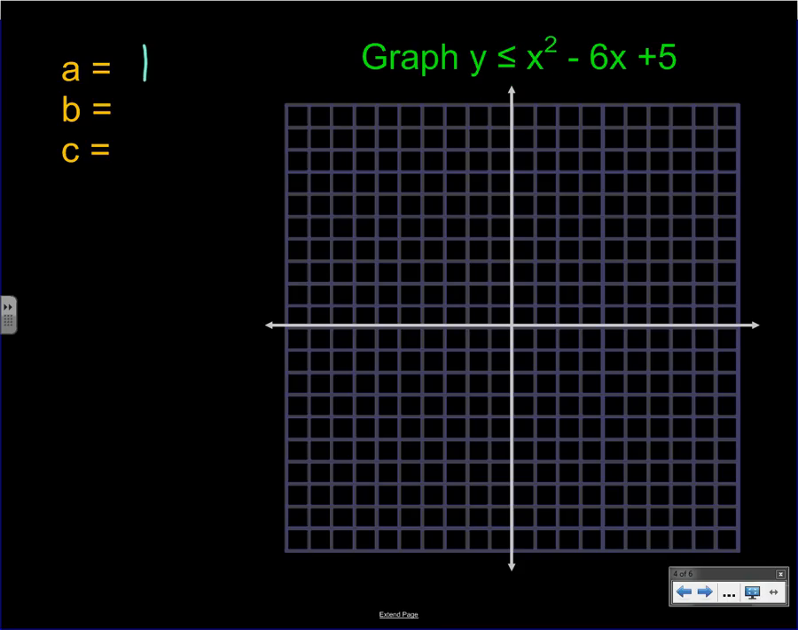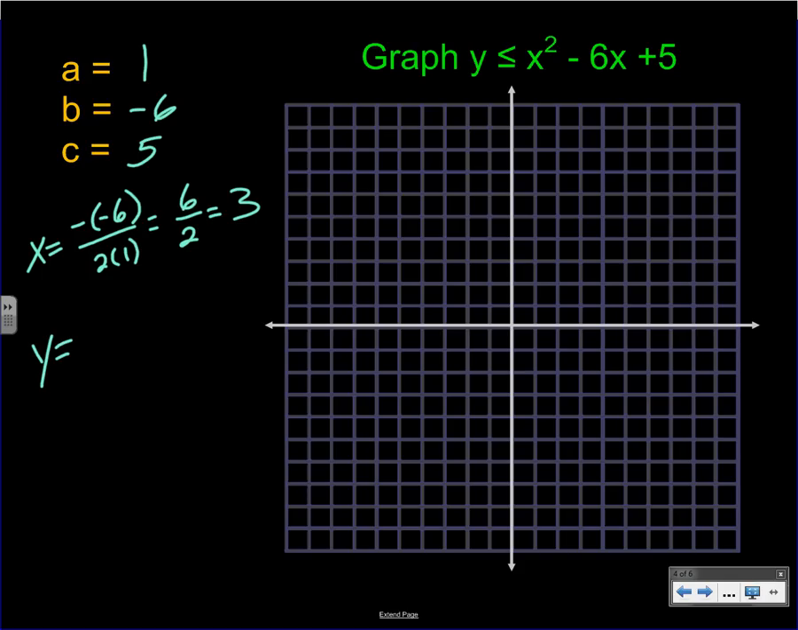Let's see. A is 1, B is negative 6, and C is 5. So let's plug in and find the vertex. X is equal to negative B over top of 2A. And we work this out. X is equal to 3.